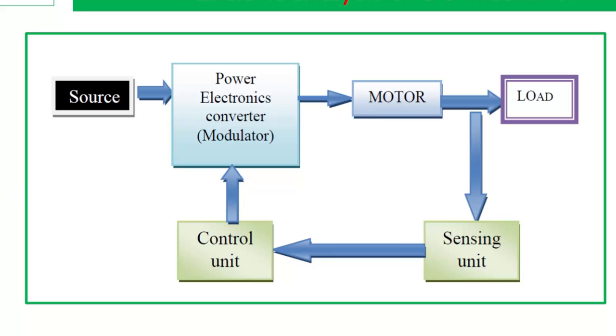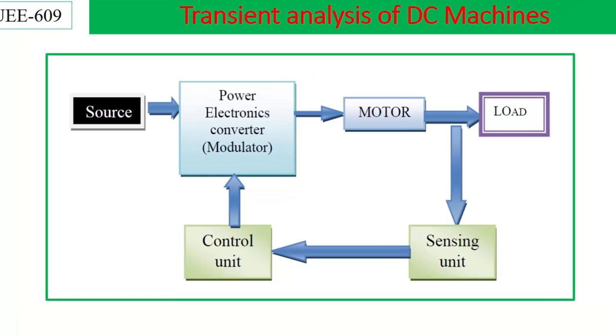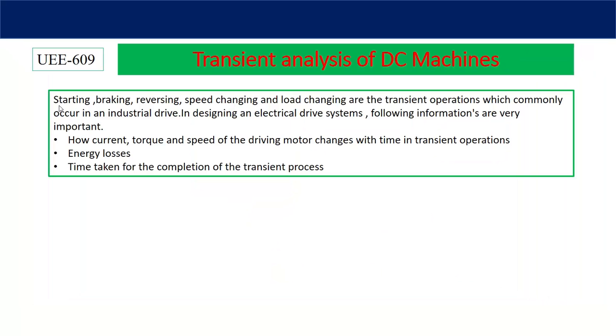So in designing a complete electrical drive system, knowledge of this transient time, that means how much time it will take to overcome this abnormal condition, is needed. Starting, braking, reversing, speed changing, and load changing are the transient operations which generally occur in industrial drives. In designing an electrical drive system, the following information is very important: how current, torque, and speed of the drive motor change with time in transient conditions.